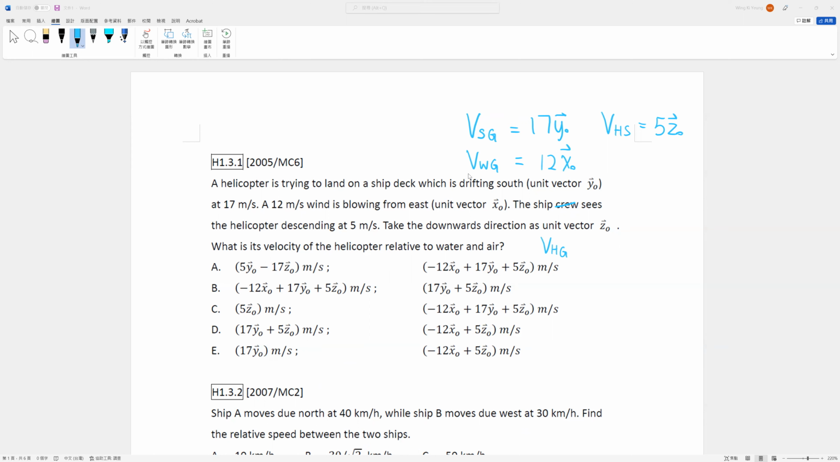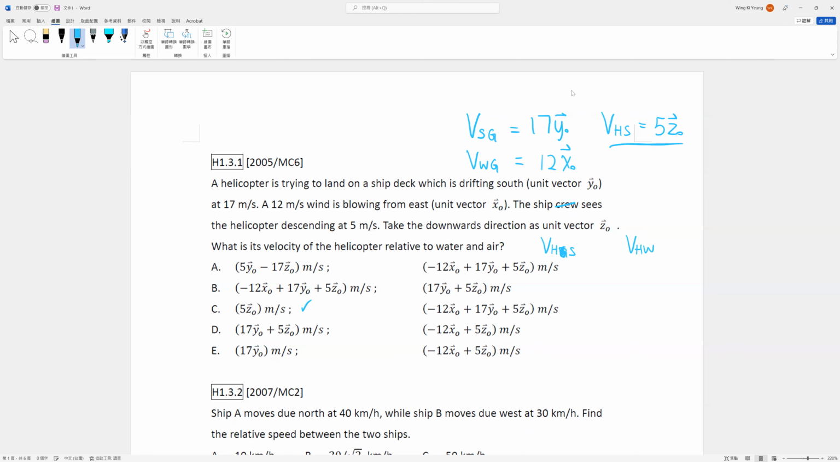Because the ship deck is drifting, it doesn't say that the ship is moving. So it's drifting because of the water. Therefore, it should be the helicopter relative to the water, which means the ship, and the helicopter relative to the wind, which means the air. So for the first one, the answer should be this one. For the second one, it's the same as this one.